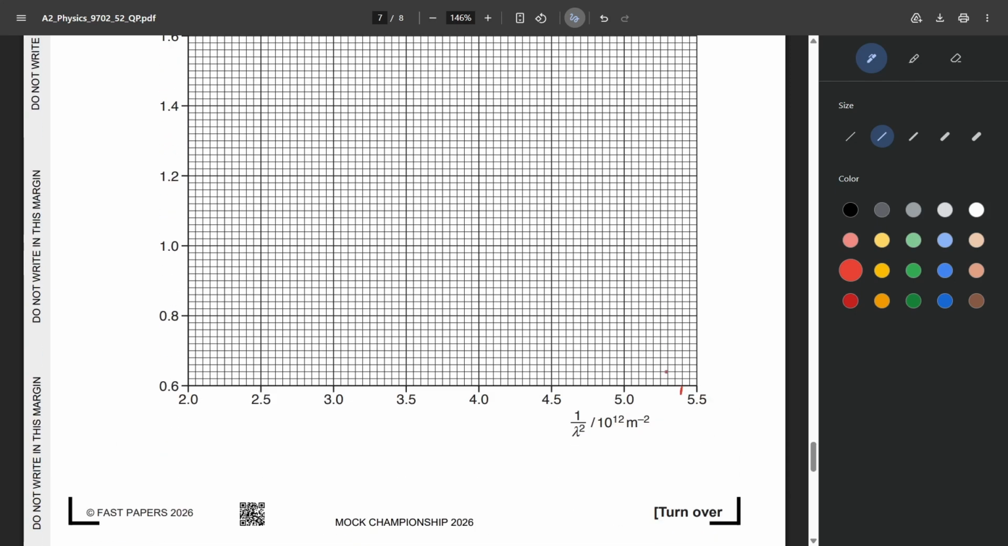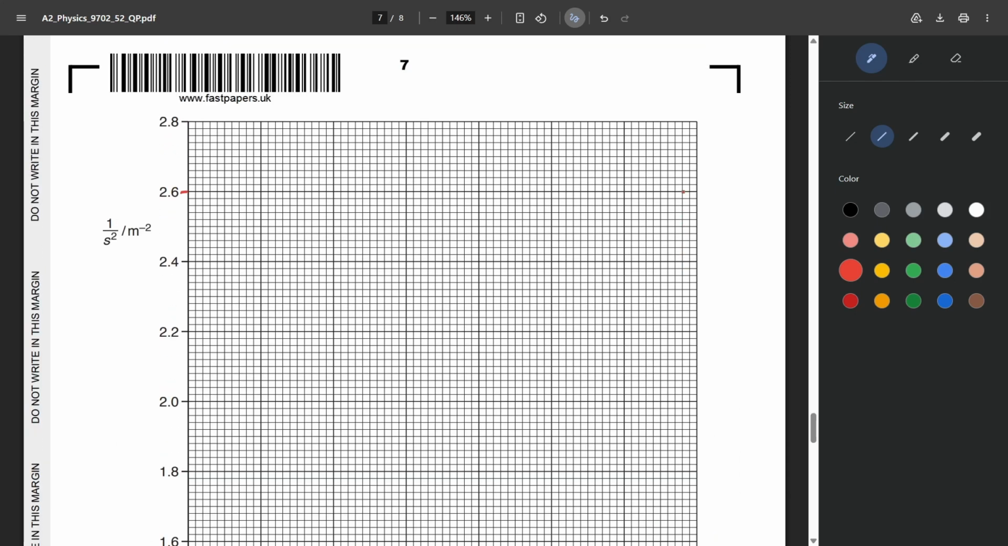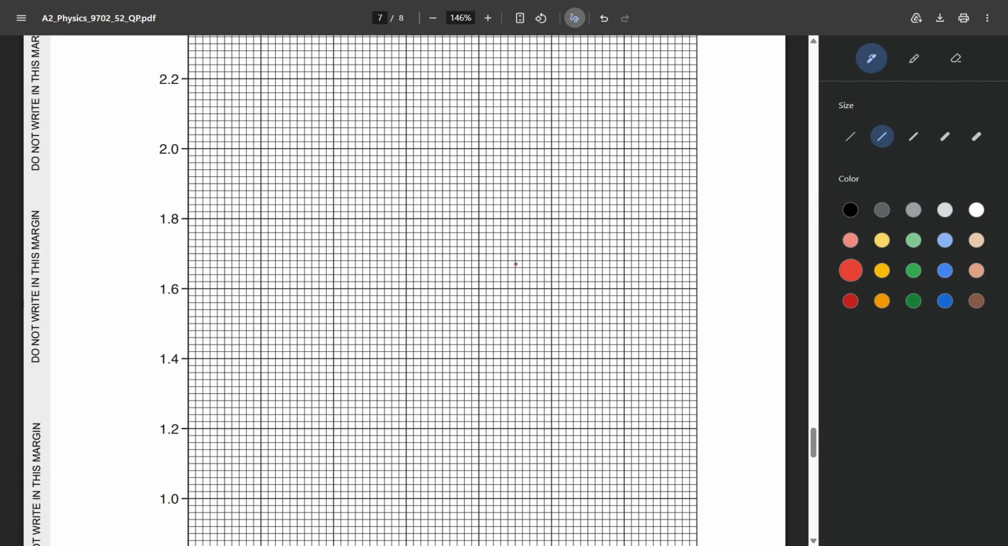So the coordinate would be somewhere around here, and the uncertainty is 0.17. Since the y-axis is 1 over s square, the error bars are all going to be vertical. An error of 0.17 is about this long. Now, if we draw a straight line from here all the way down here, that gives us the first error bar of 0.17. Now, if we plot all of the data, they look something like this.